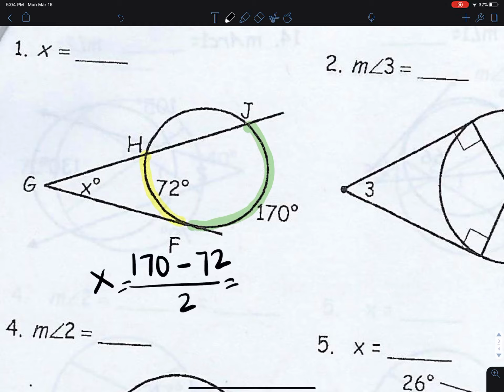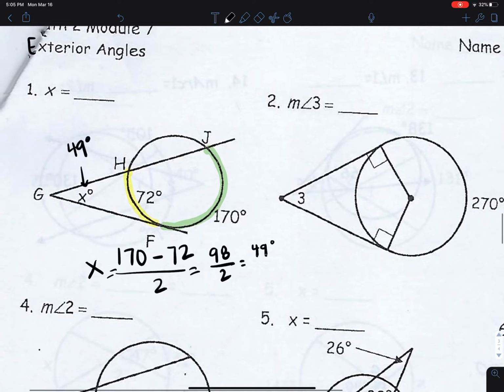So 170 minus 72, that's 98. And if we divide that by 2, that would be 49. Oh, just 49. So we have 49 degrees. So this angle right here is 49 degrees.